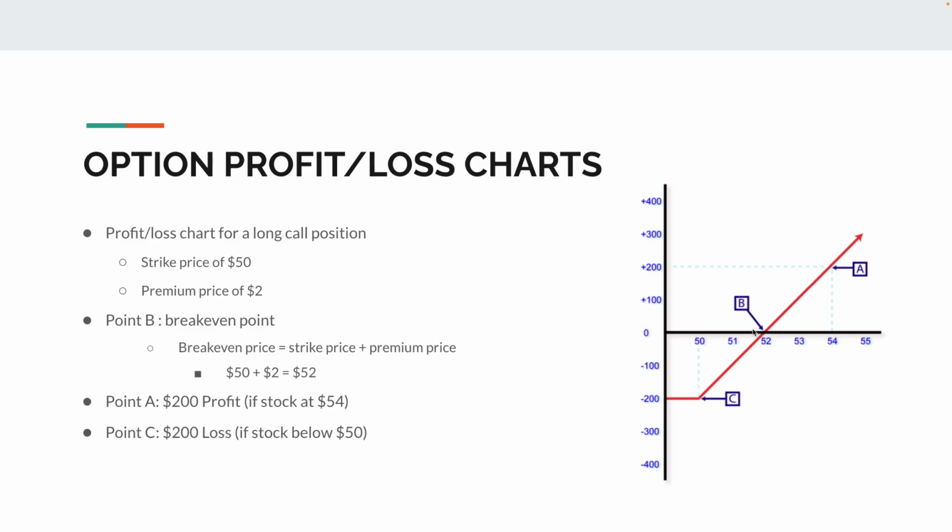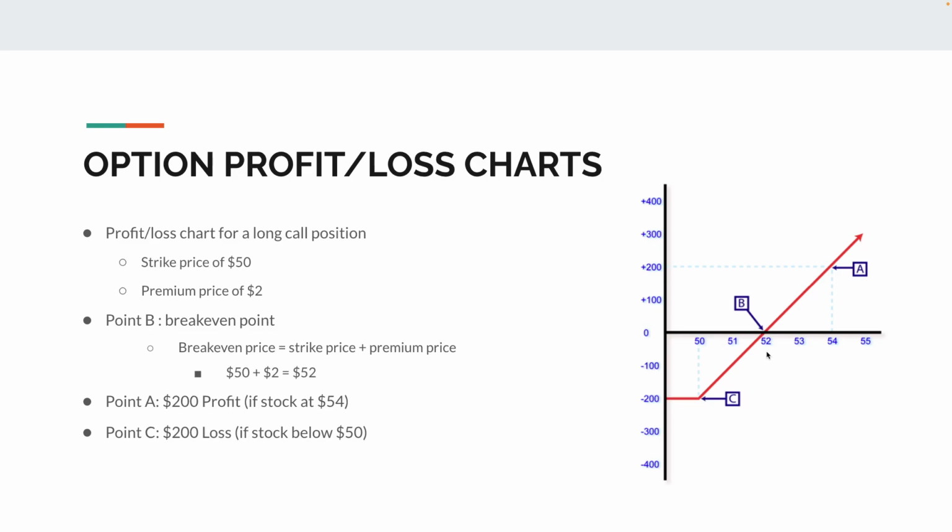So let's start with point B. We call this the break-even point. This is where the option is worth what you paid for and there's no profit or loss. The break-even point or price is the sum of the strike price plus the premium price. For our example, $50 strike price and $2 option premium, so our break-even price is $52. At expiration, the stock needs to be at $52 for you to break even on this long call position. So you don't lose any money, but you also don't make any money either.